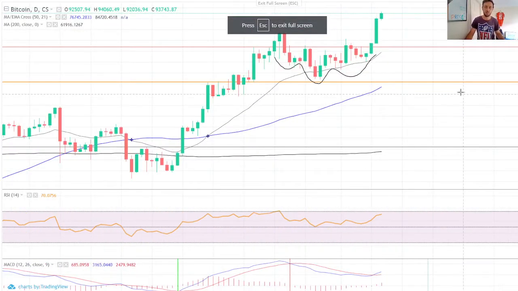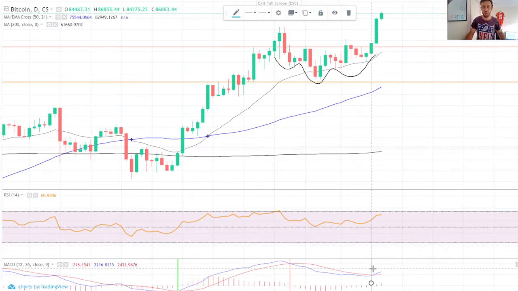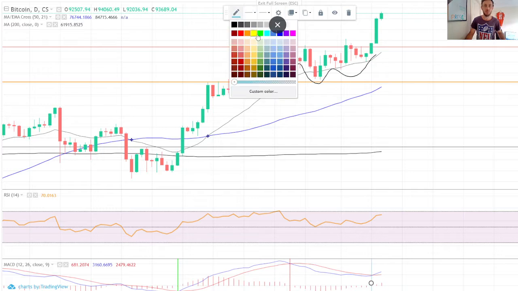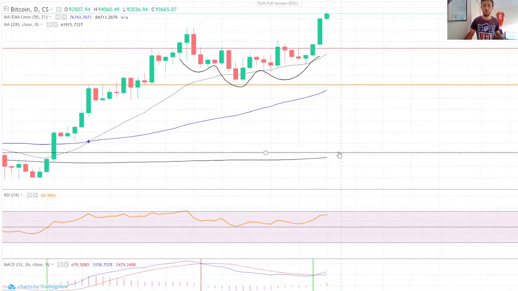Let's zoom in a bit. Okay, we have this little top here, marked on the MACD. Guess what? We've bounced, and when we bounced, we bounced with some momentum. Why? Because the RSI is above the 50, and the MACD is above the 0. And when we bounce to support, we see a lot of volume.